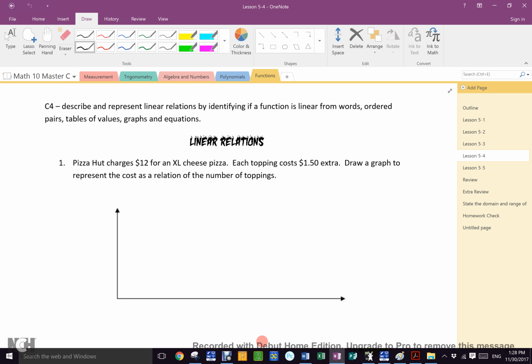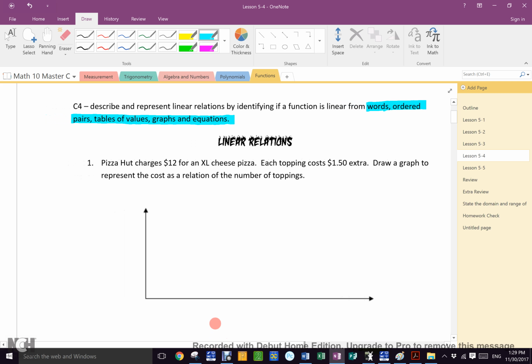So when we are dealing with relations and functions, we need to be able to work in 5 different ways to think about them. We need to be able to work in words, ordered pairs, tables of values, graphs, and equations. And believe it or not, you already know how to do all 5 of these. Some of you may think you don't, but believe it or not, you do.